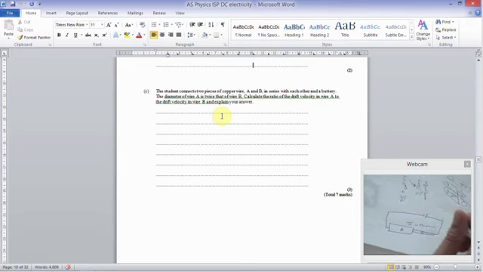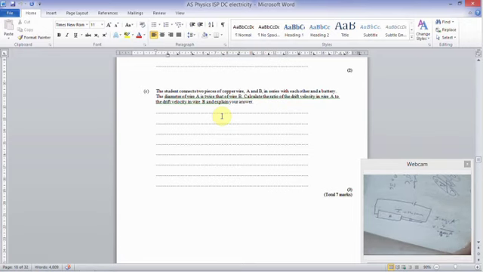So let's rearrange for v. So v is equal to I over nqA. I said V, I meant Q, so I over nqA. Okay, that's what we've got. A can be expanded out in terms of diameter.